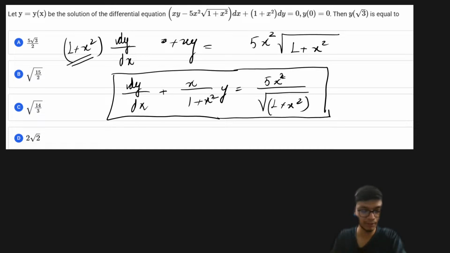I'm going to live chats. Please let me know if you have any questions. I hope you are able to solve this from here. It is very simple from here. Just try to take the integrating factor, and the solution is very, very simple.